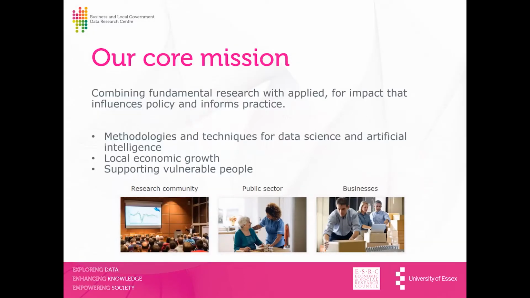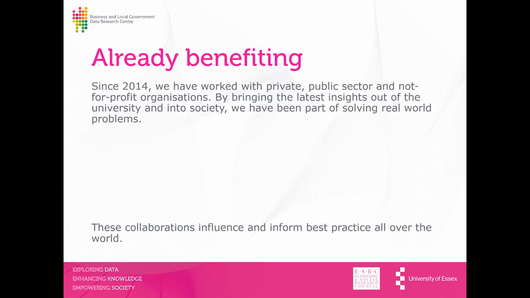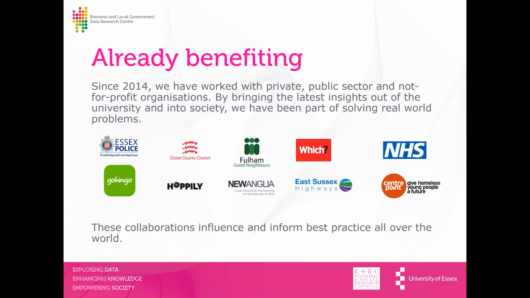We have three main priority areas: methodologies and techniques in data science and artificial intelligence, local economic growth, and supporting vulnerable people. Through these main priority areas, we combine fundamental research with applied work for impact that influences policy and informs practice. Since 2014, we've worked with a range of organisations, both small and large, Essex Police, the Council, and some of you here today as well. I recognise some of the names of your organisations, and many, many more as well.